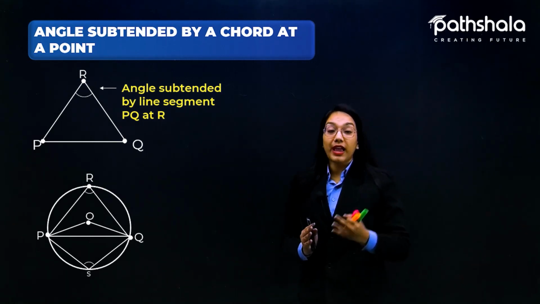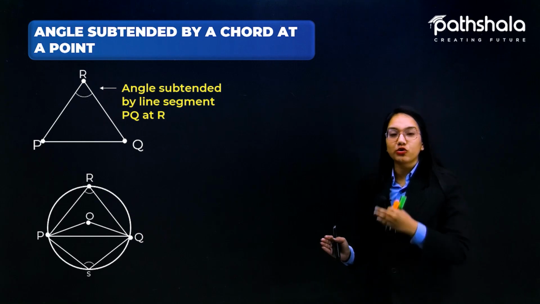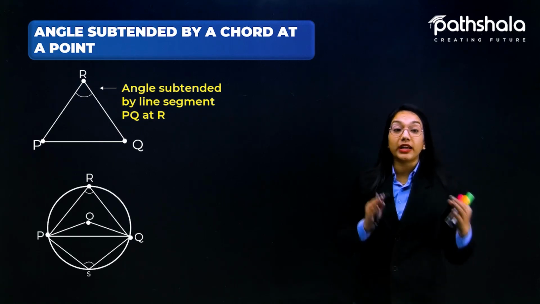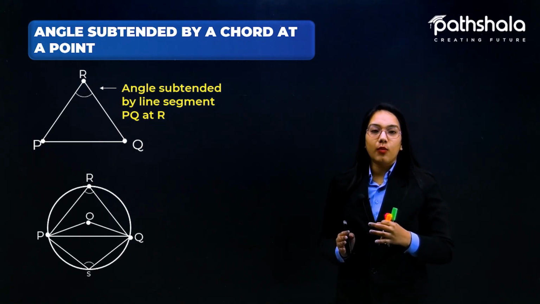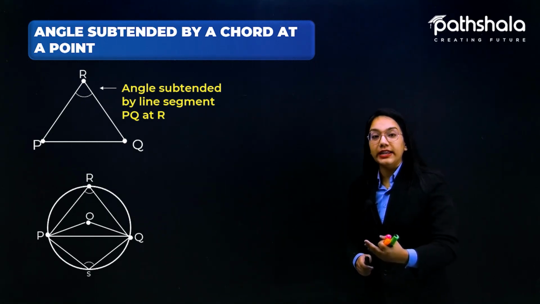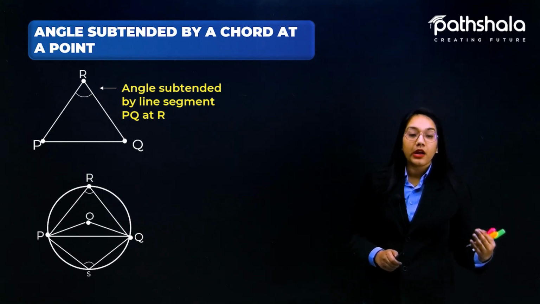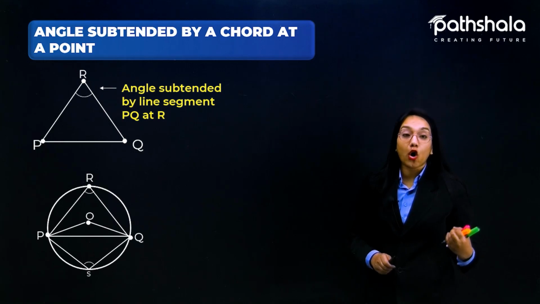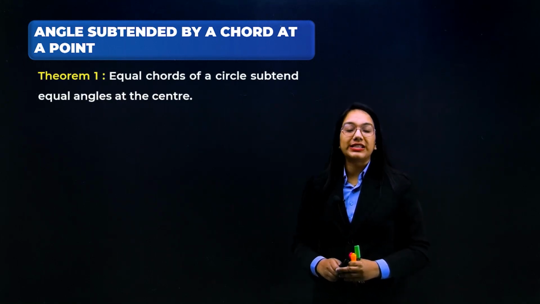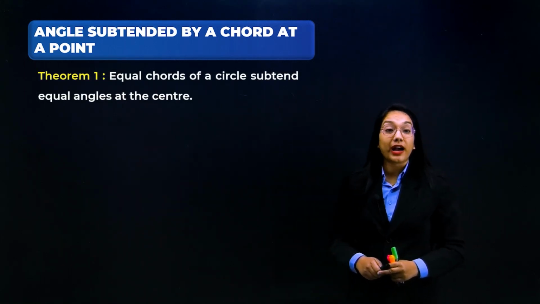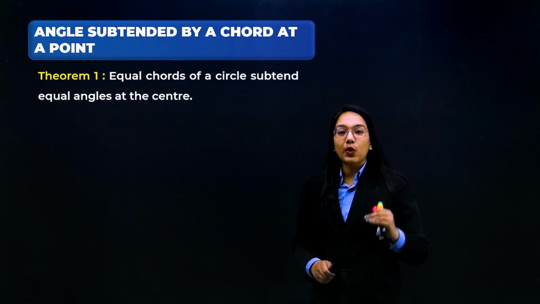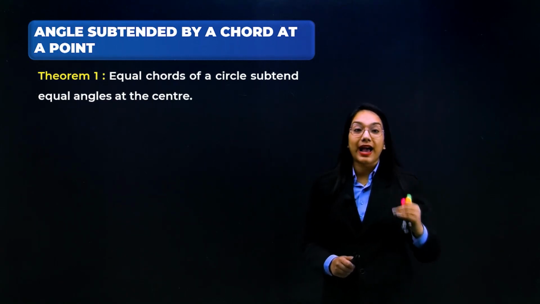We can see that we have the equal chord over here, which is PQ, and these 3 angles are formed by the same chord. So what can we say about the angles formed by equal chords? This leads us to a very important theorem related to equal chords and angles, called theorem number 1, which says that equal chords of a circle subtend equal angles at the center. Equal chords of a circle subtend equal angles at the center.